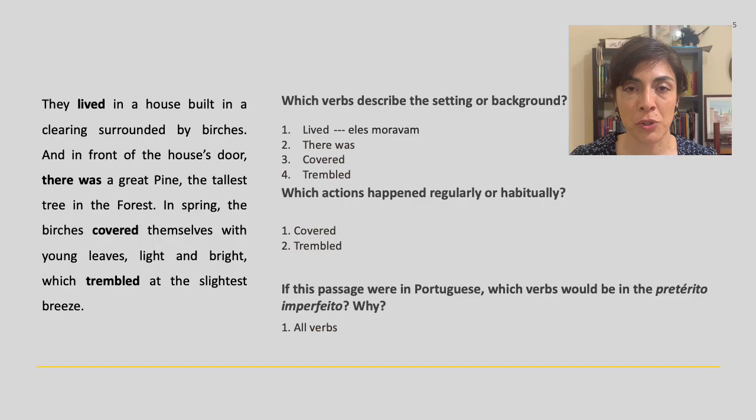Let's go, number 2. There was, as in there was a great pine. Havia um grande pinheiro. Now covered and trembled are a little bit harder. Look at the text again. Cover themselves. I know the translation is a little bit too literal, but I've made this on purpose so you can understand what type of verb that would be in Portuguese. Think about it. Pause and think about it. So what is the answer?